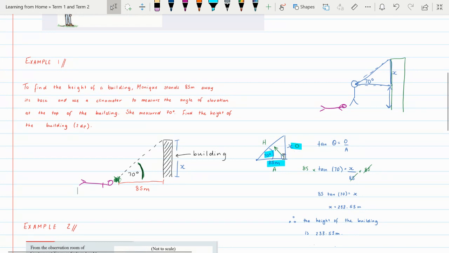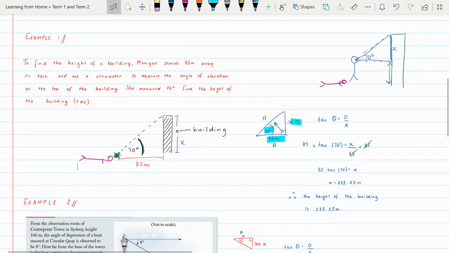We've got the opposite that we want to find. We know the adjacent, so we're using tan. Always write your ratio as the first line of working. Fill in what you know, rearrange. That's what's happening in green here. 85 times tan 70 is something you put in your calculator. Two decimal places and units, and your nice worded answer.